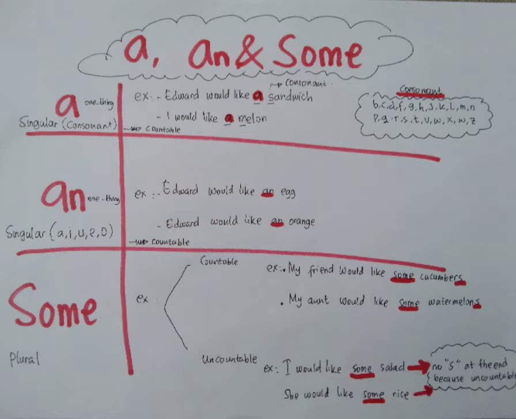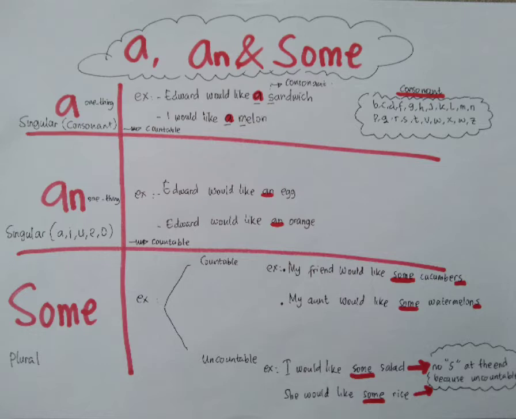Next, continue to some. Some we divide into countable and uncountable. For example, my friend would like some cucumbers. Why does Miss Santi put S at the end? Because it is countable. We can see, we can touch, and we can count the thing. So if you use some for countable, you must put S at the end. Remember, some we use for plural things.